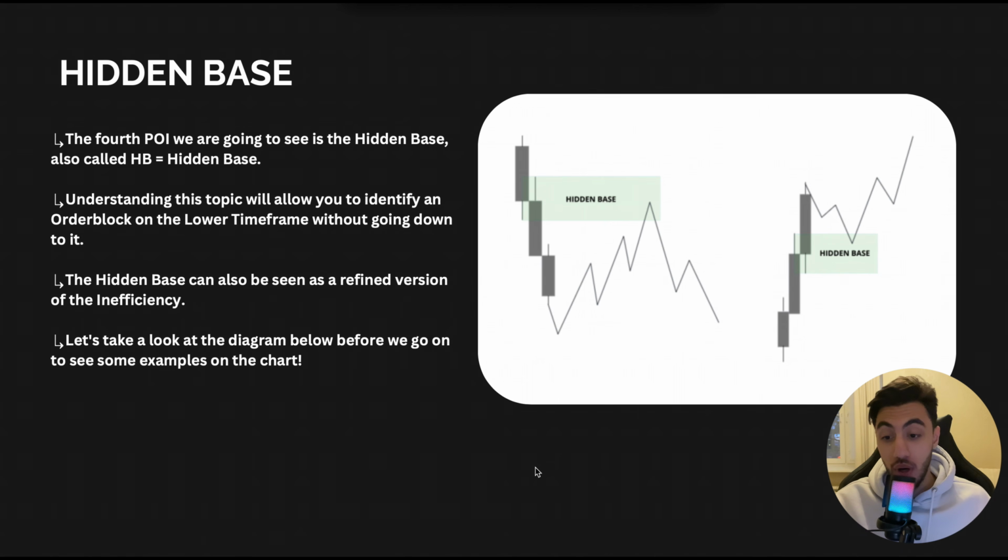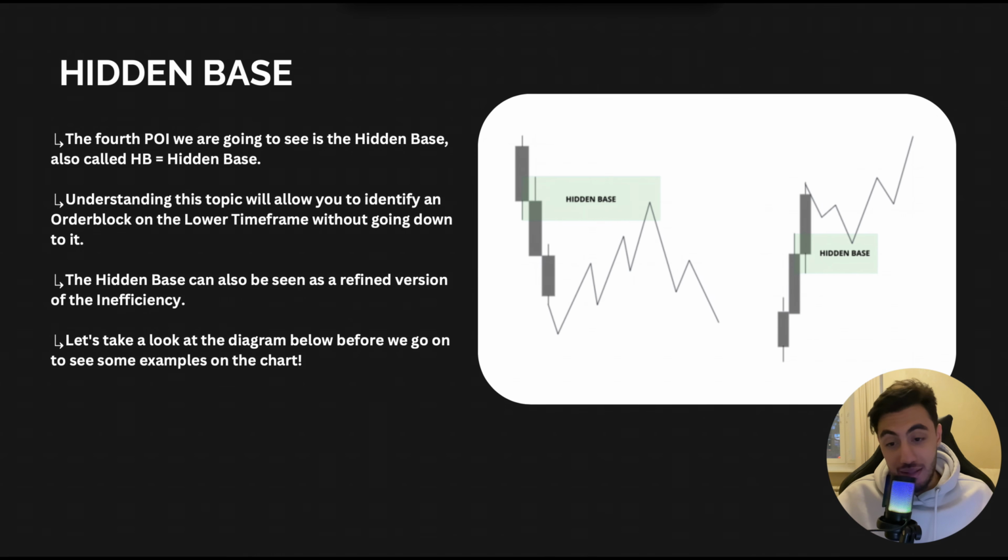Now, the fourth POI we are going to see is hidden base. We also call it HB. I mean, this symbol is going to be too simple, that we're going to write in the description. So understanding this topic will allow you to identify an order block in lower time frame without going to do it. So if you want to identify the order block in low time frame and high time frame, just take a look at the hidden base.